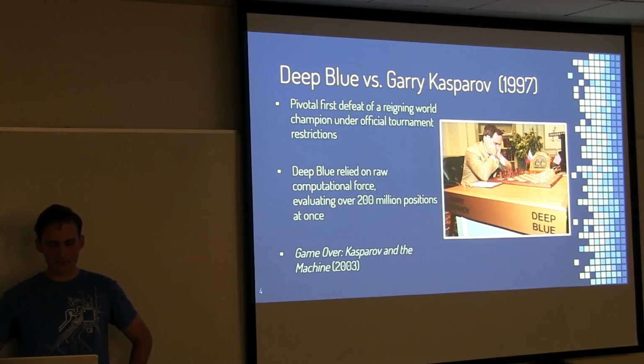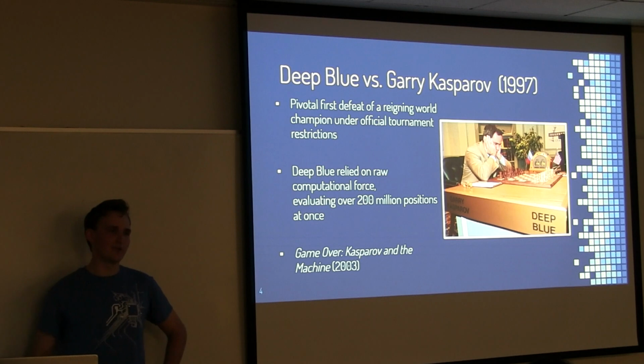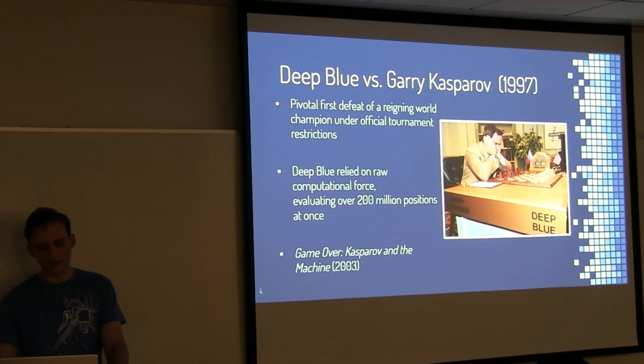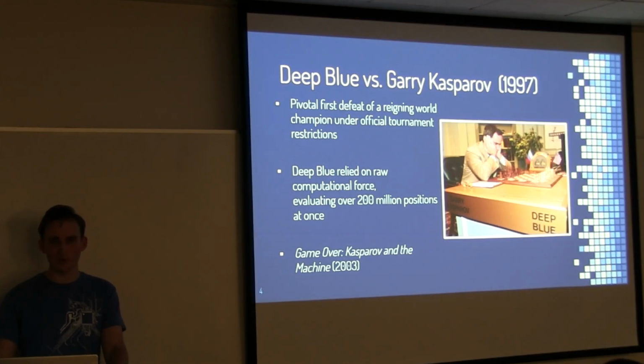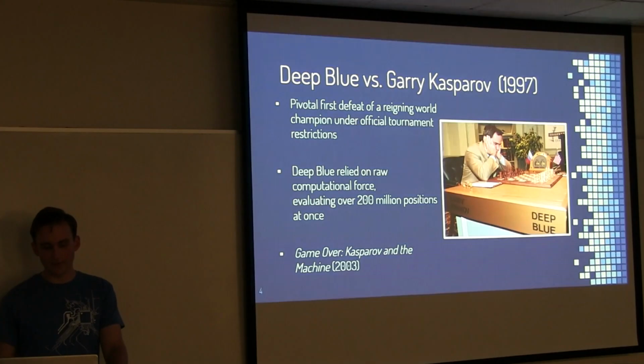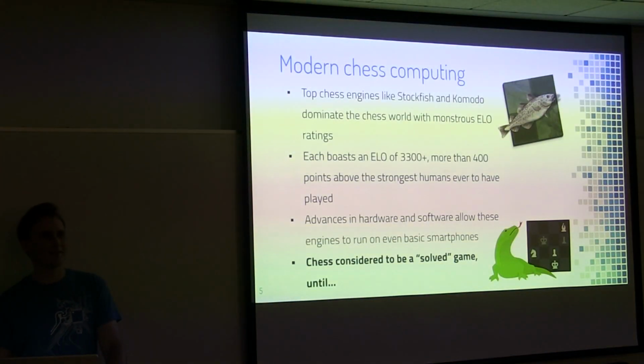But one characteristic of Deep Blue originally is it relied on sheer computational power, so it would just blaze through 200 million positions per second and essentially just out-calculate its opponent. One great documentary I would recommend is Game Over, Kasparov and the Machine, if anyone's interested in learning more about that.